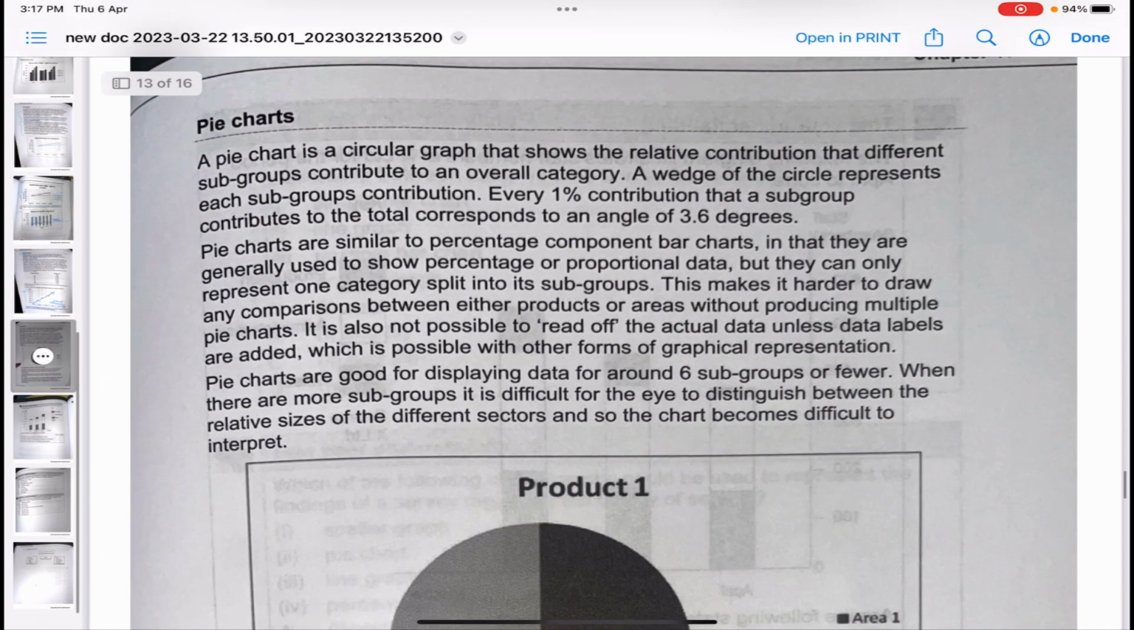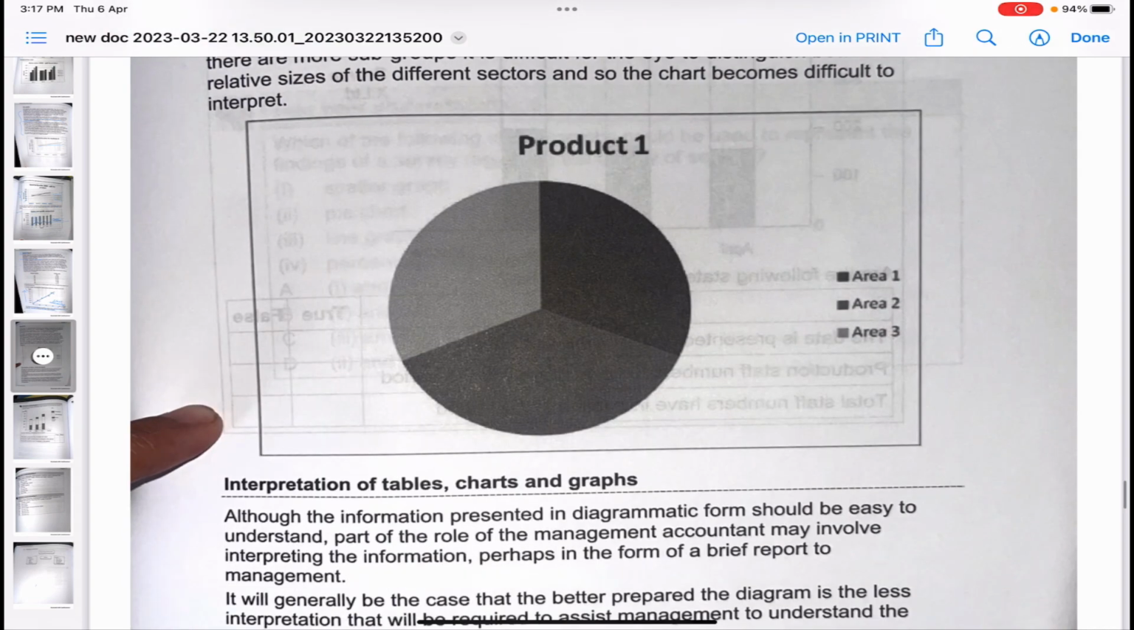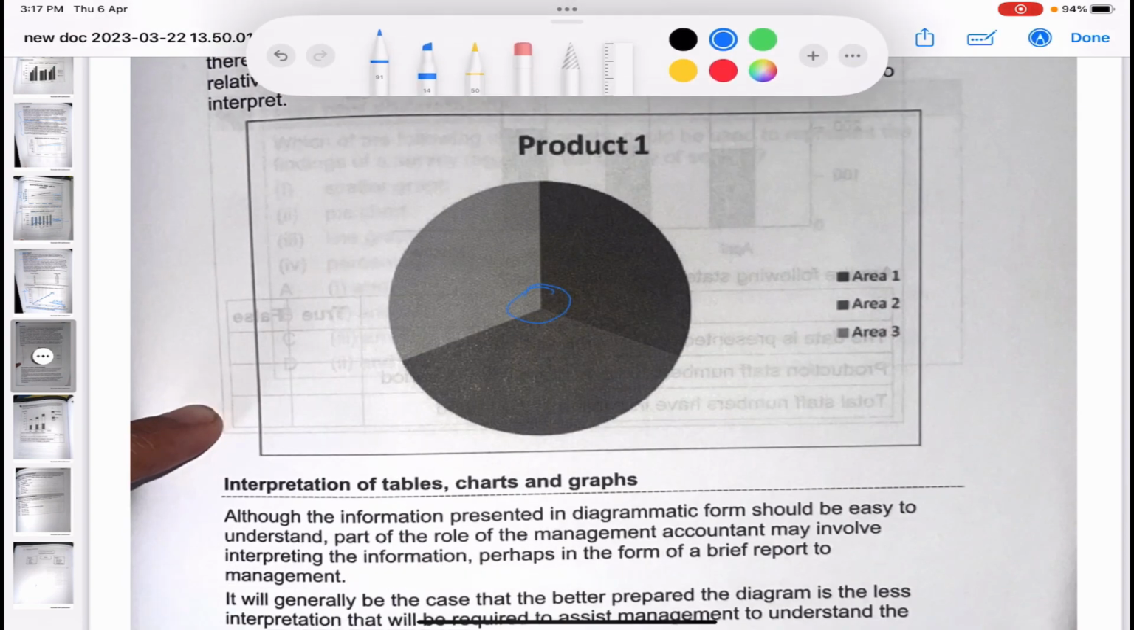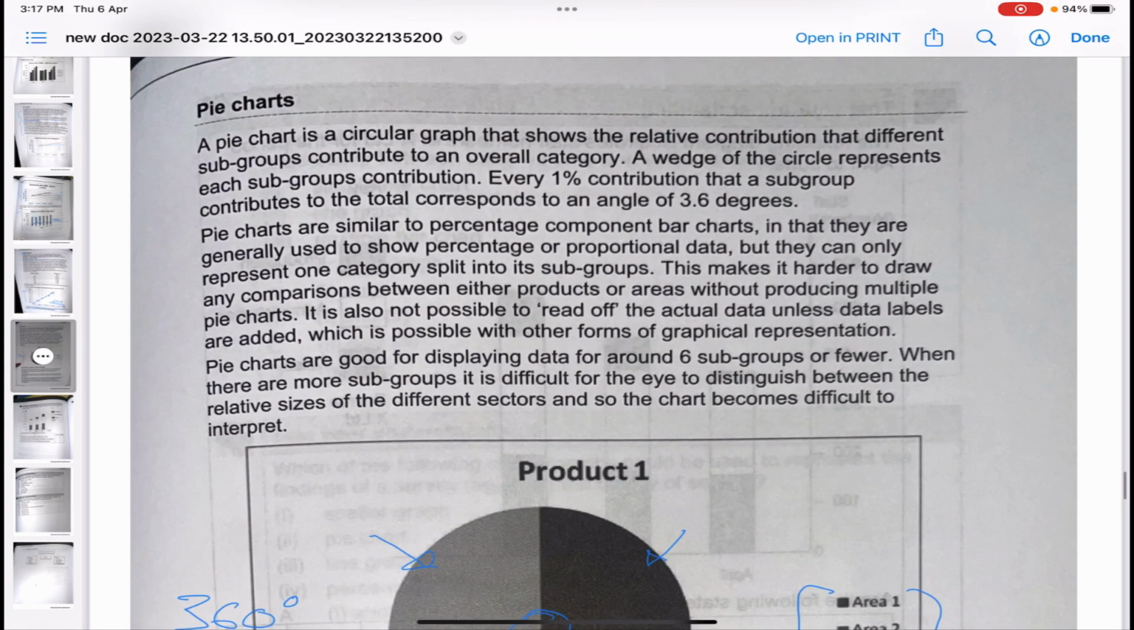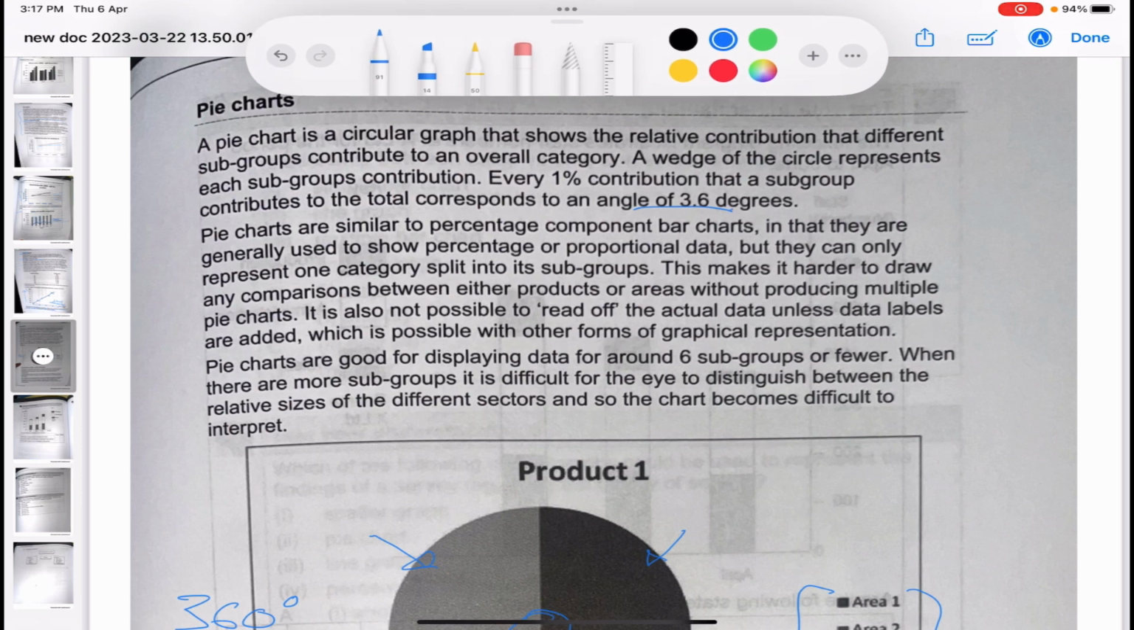Now we move to the pie chart. We all know what a pie chart is. A pie chart looks like a pie and the total angle is 360 degrees, and every segment would be in a different color showing the particular number of degrees. A pie chart is a circular graph that shows the relative contribution that different subgroups contribute to an overall category. A wedge of the circle represents each subgroup's contribution. Every 1% contribution that a subgroup contributes to the total corresponds to an angle of 3.6 degrees, right? It's made of 360 degrees.